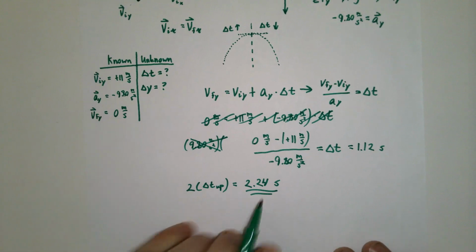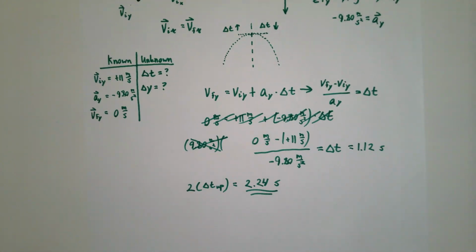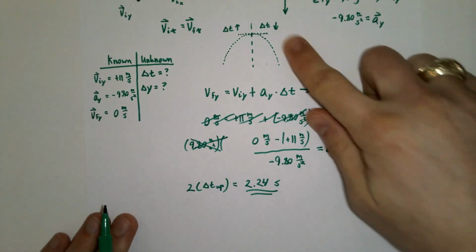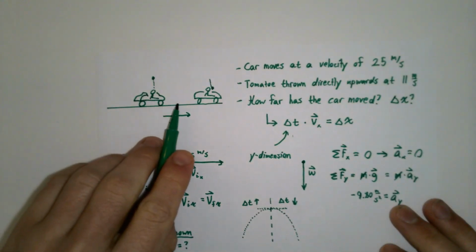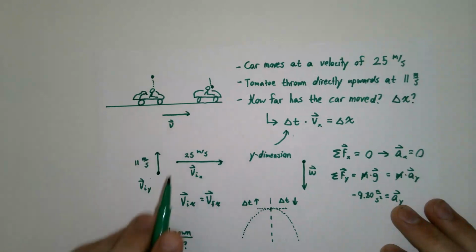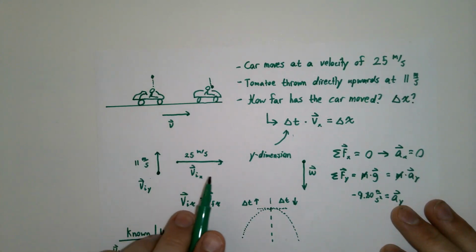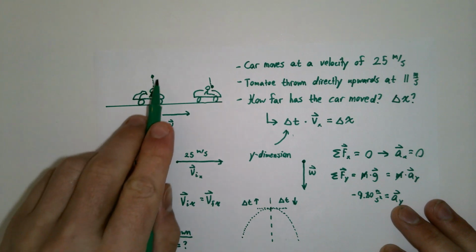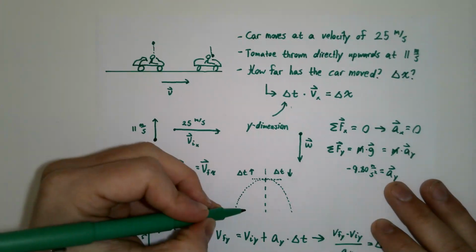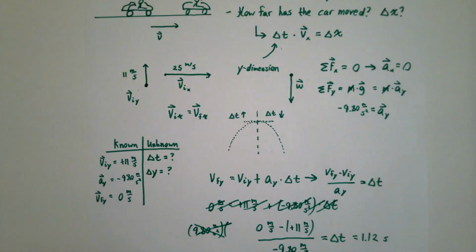Now that I know the total time that the tomato was in the air, that whole time, the car was also moving. Remember, the car is moving directly underneath, because they both have the same horizontal velocity. So as this is thrown up, the car is actually moving directly underneath the tomato.